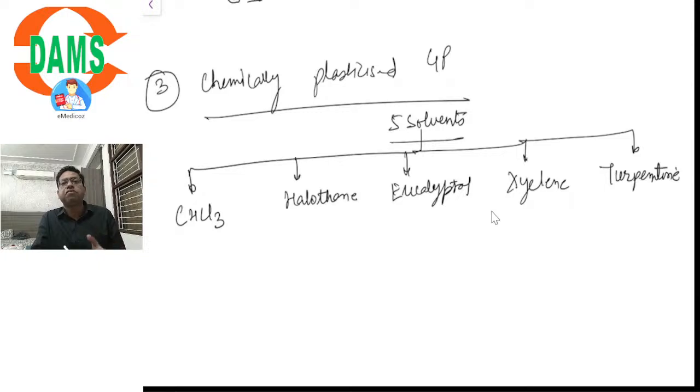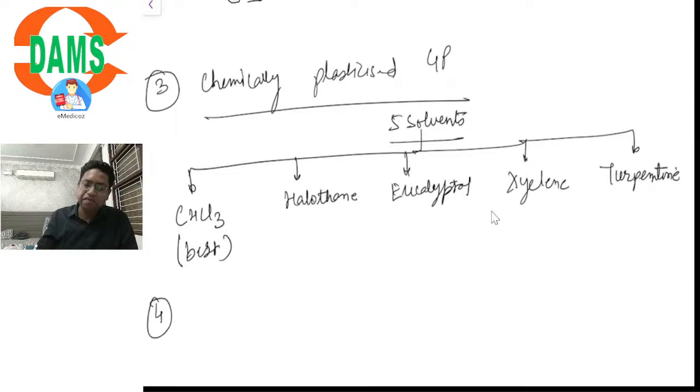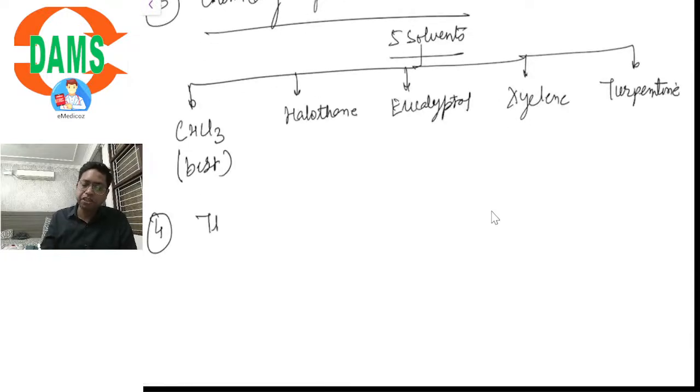Instead of heat, we are using a chemical to make the gutta-percha flow inside the root canal. And out of them, one of the best solvents for gutta-percha is chloroform. But we can use any of the 5 available solvents. Then we have thermomechanical compaction.